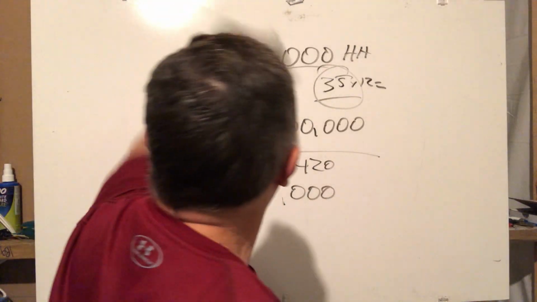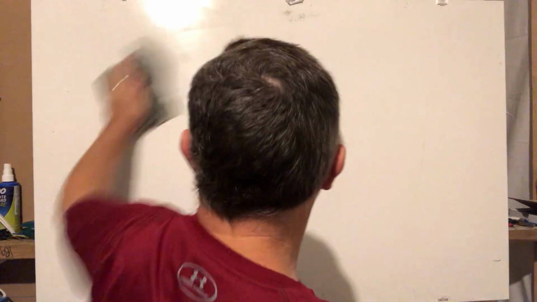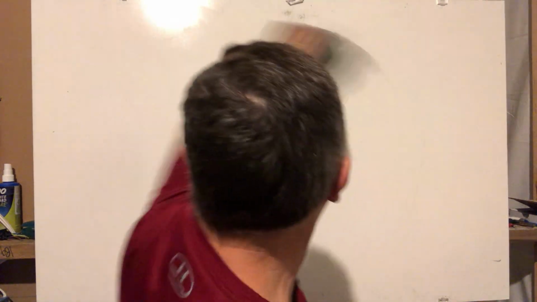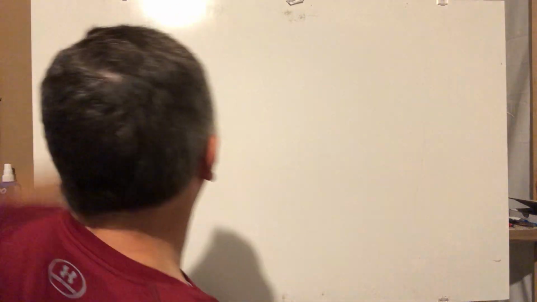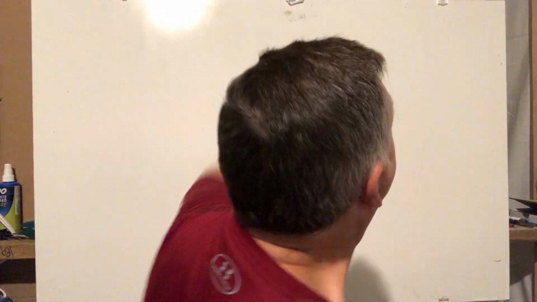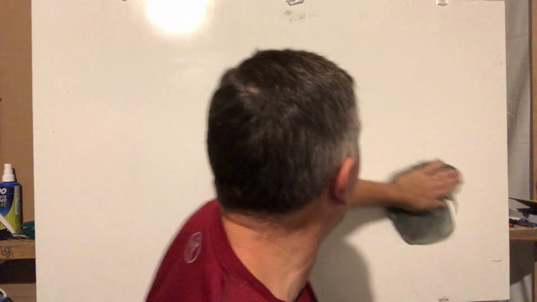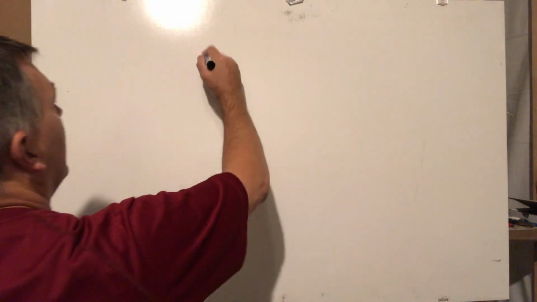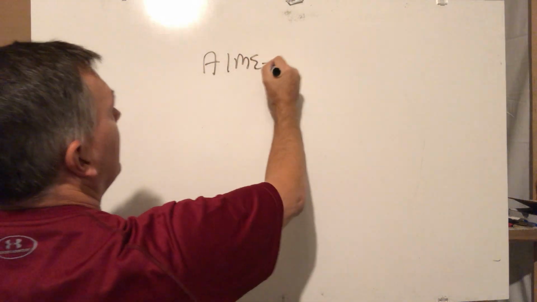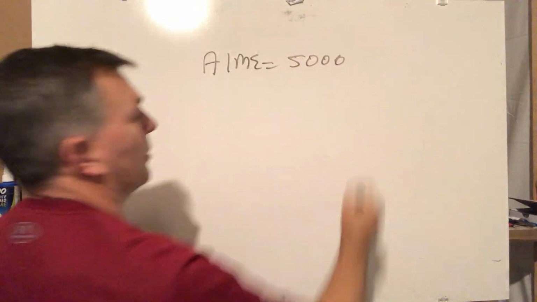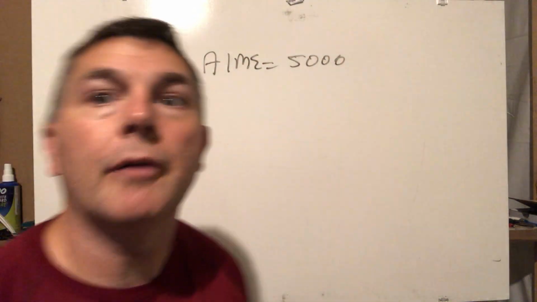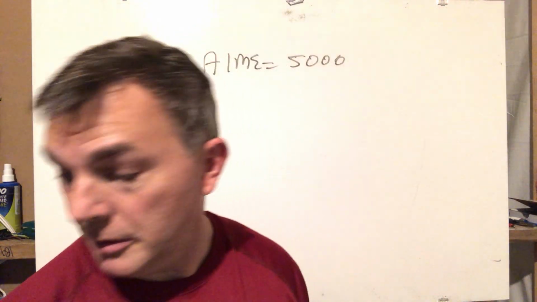What we're going to do next, remember, there's just one guy or one lady. We're doing single people here. So we've got an AIME of $5,000, and we're trying to solve for our PIA, our primary insurance amount.